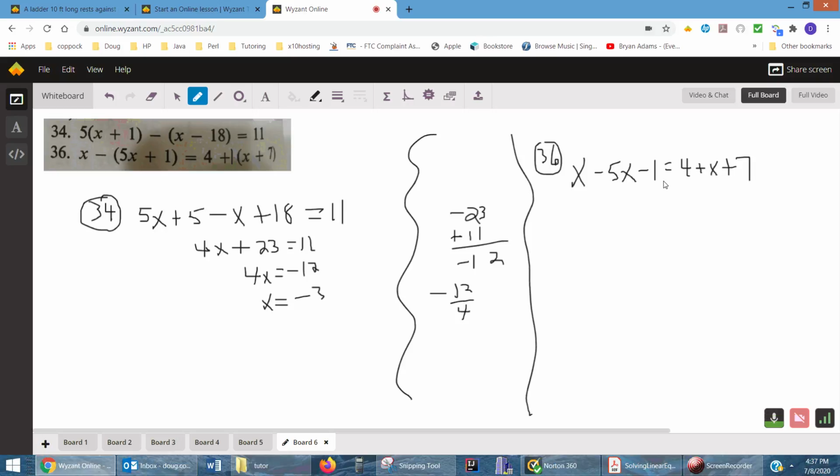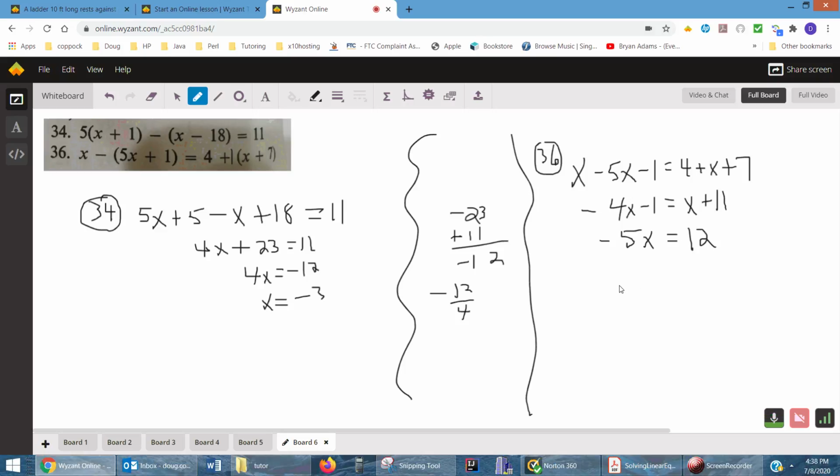Combine similar terms on the left side. X minus 5x, that's like a 1x minus 5x, is -4x minus 1 equals, there's an x over here. 4 plus 7 is 11. X is on the left side, so I'll have a negative 4x, and a minus x is minus 5x. Move the minus 1 to the other side by changing to a plus 1. 11 plus 1 is 12.